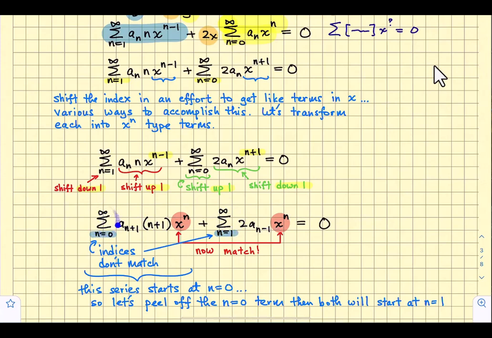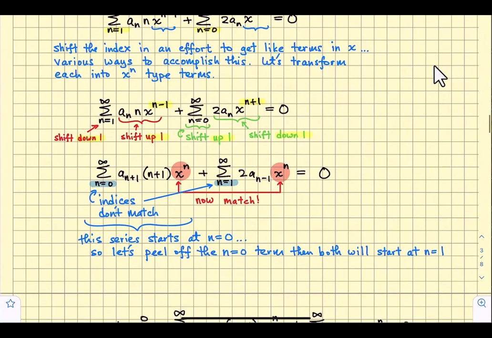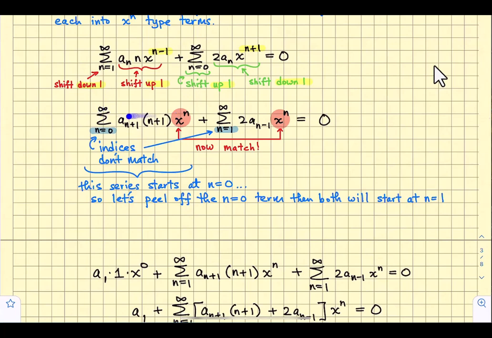It starts at n equals 0. So what we want to do is peel off, since this one starts later, this is going to dictate what's happening in this example. Let's peel off the n equals 0 term from this, and then we'll get the n equals 0 term plus all the terms from 1 on up to infinity, and that'll force the indices to match. We'll leave this one alone. We'll peel off the n equals 0 term, which is a sub 0 plus 1 times 0 plus 1 times x to the 0. So that's just a1 times 1 times x to the 0. That's this, plus all the other terms in the series, so the summation from 1 to infinity of the same pattern.